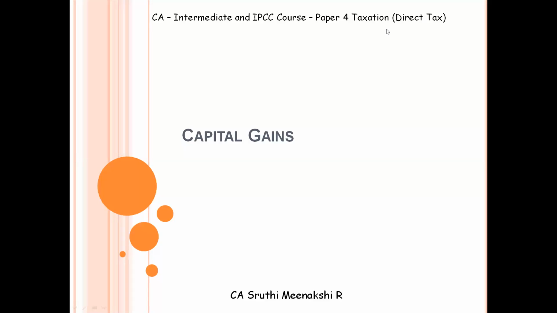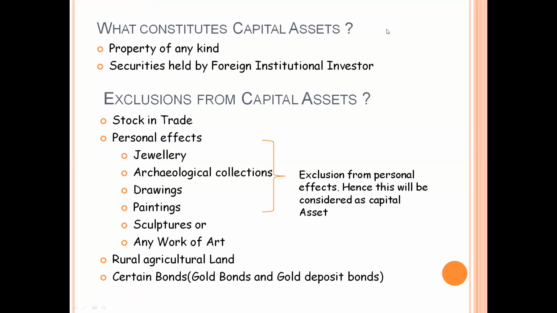Now talking about capital gains, we'll first have to know what constitutes a capital asset for us to compute capital gains. The definition itself says: property of any kind, whether used in business or not. Second is securities held by foreign institutional investors. Though the capital asset is an inclusive definition, that is, a generic definition of property of any kind, we'll have to check the exclusions from the capital asset.